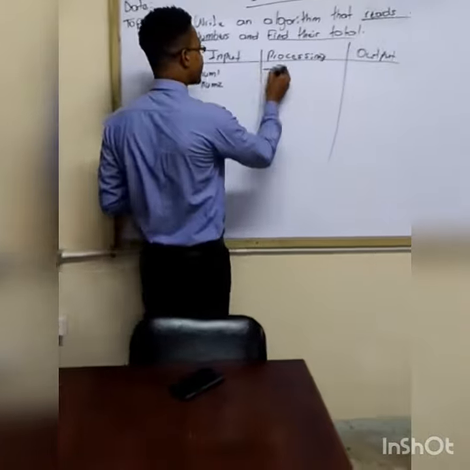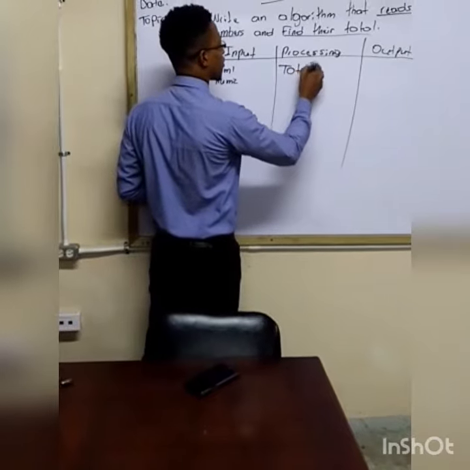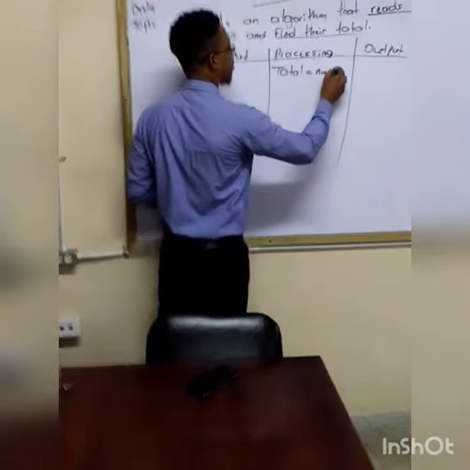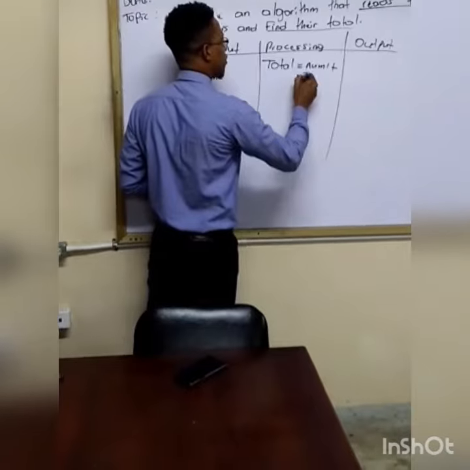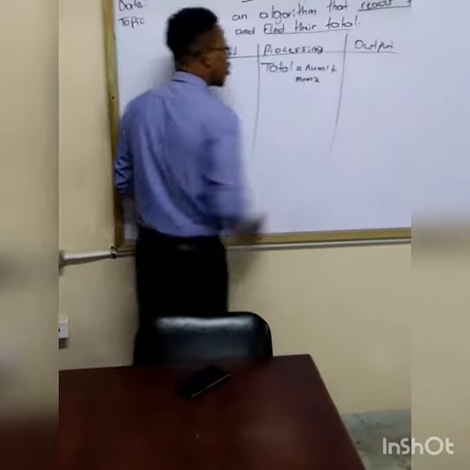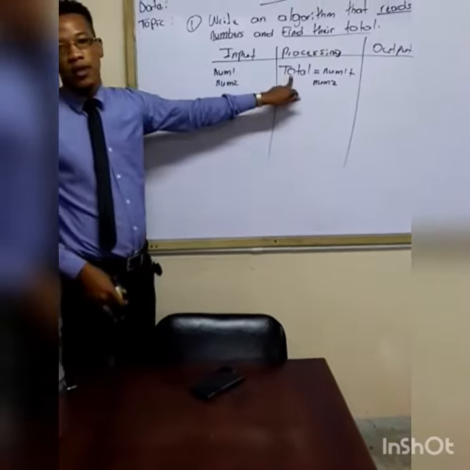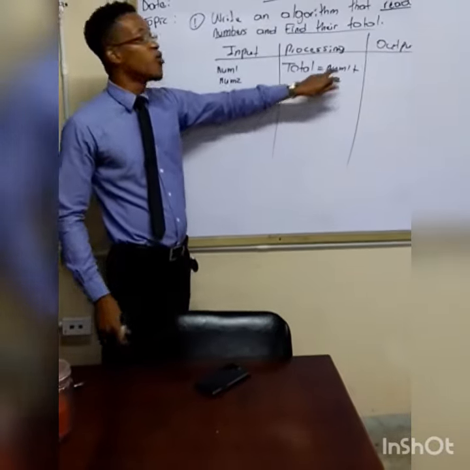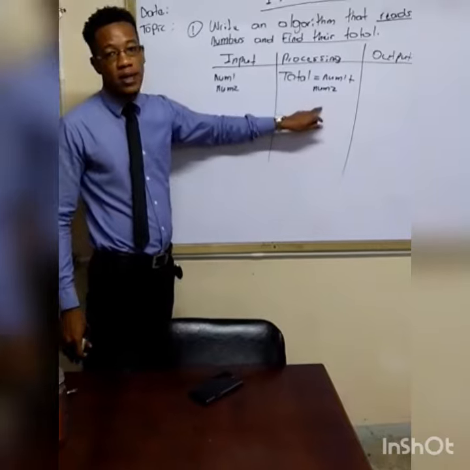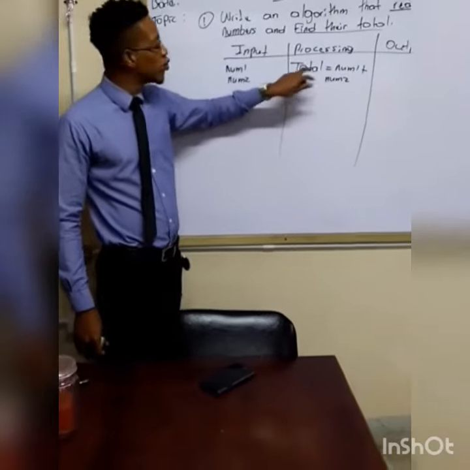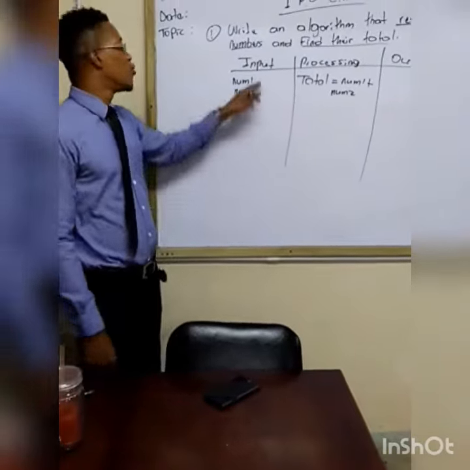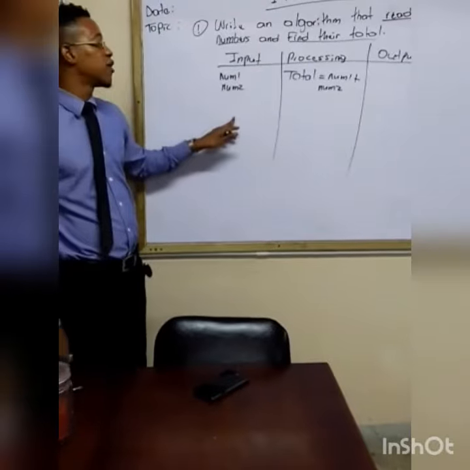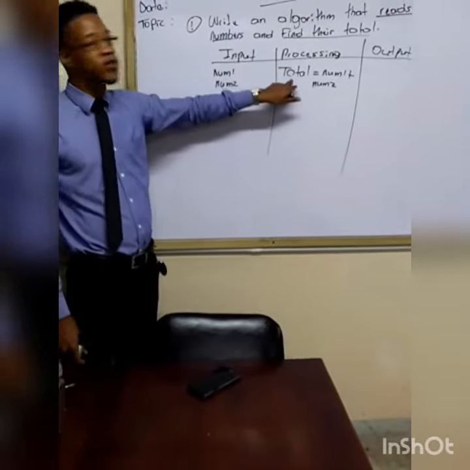So total equals num1 plus num2. Now this total here is used to store the information. Whatever number is entered in num1 and num2, when it's calculated, it will be stored in total. For example, if num1 was 10 and num2 was 5, when it's calculated, 15 will be stored here.